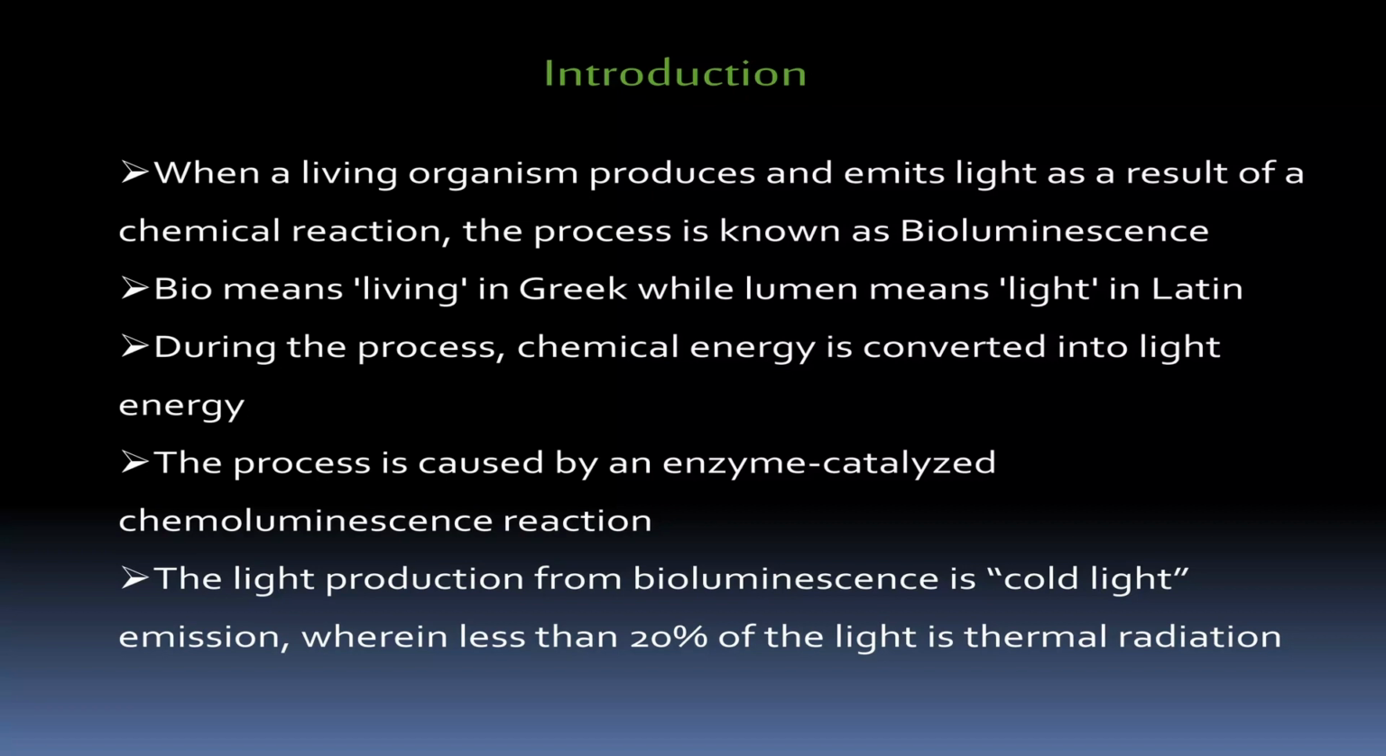The second one is intracellular bioluminescence. What is intracellular bioluminescence? In this type, the reactions responsible for light production occur inside the cells. It is commonly occurring throughout the animal kingdom. For example, Noctiluca and Polynoe.